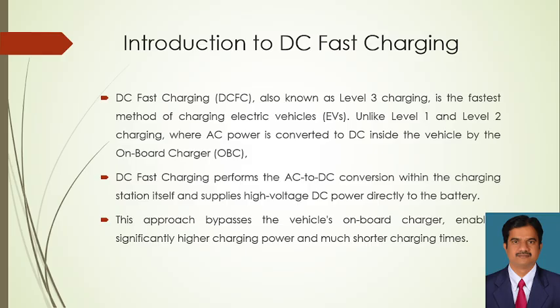In the electric vehicle itself, there is an onboard charger which converts the AC coming from the socket or grid to the DC to be stored in the battery. So then what happens in the DC fast charger? Without the onboard charger, how is it going to convert the AC into DC? This sentence says, the DC fast charging performs the AC to DC conversion within the charging station itself.